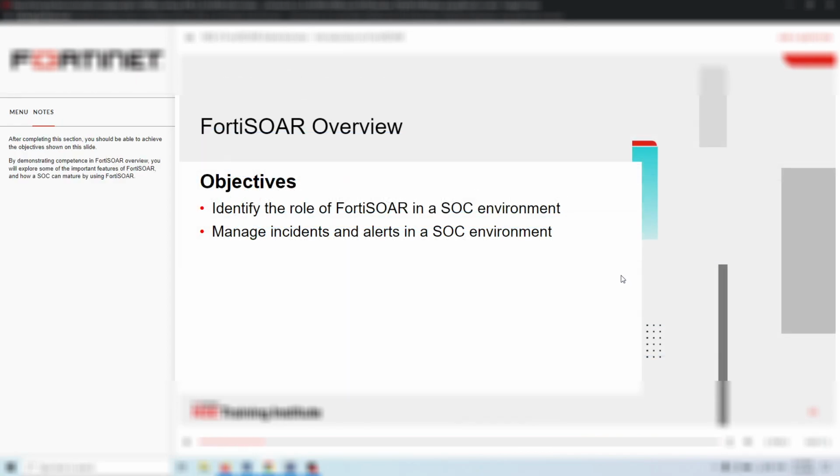After completing this section, you should be able to achieve the objectives shown on this slide. By demonstrating competence in FortiSOAR overview, you will explore some of the important features of FortiSOAR and how a SOC can mature by using FortiSOAR.